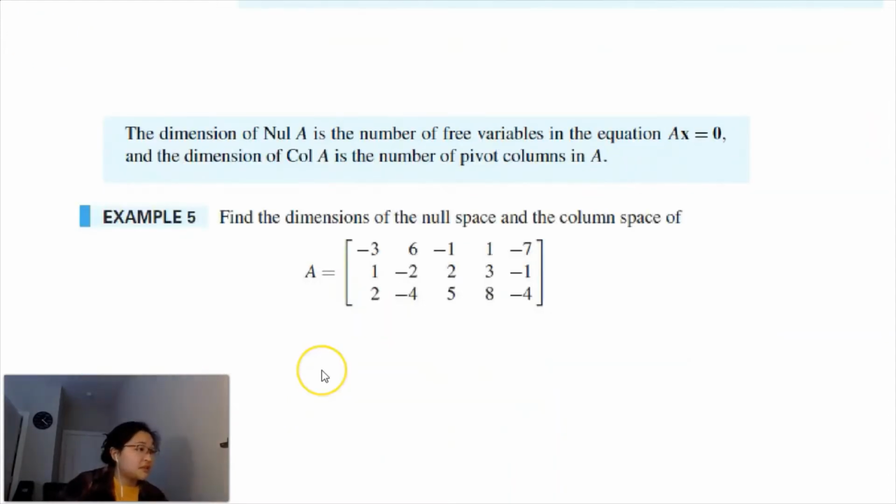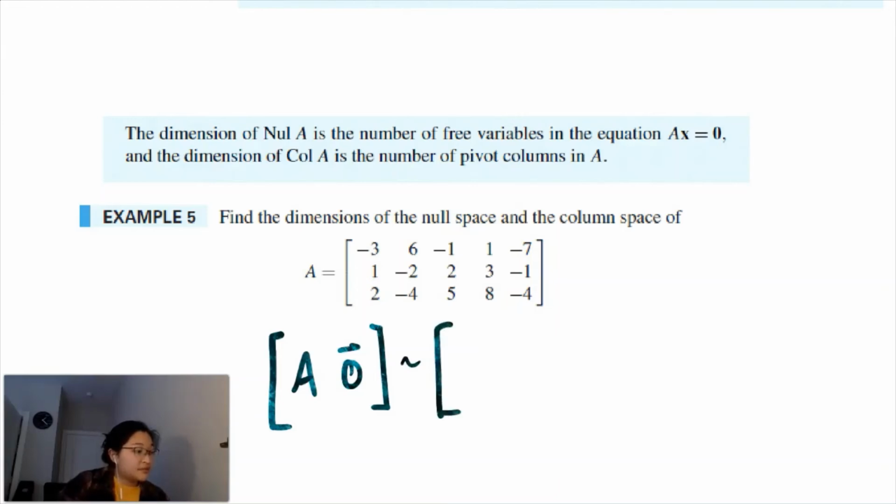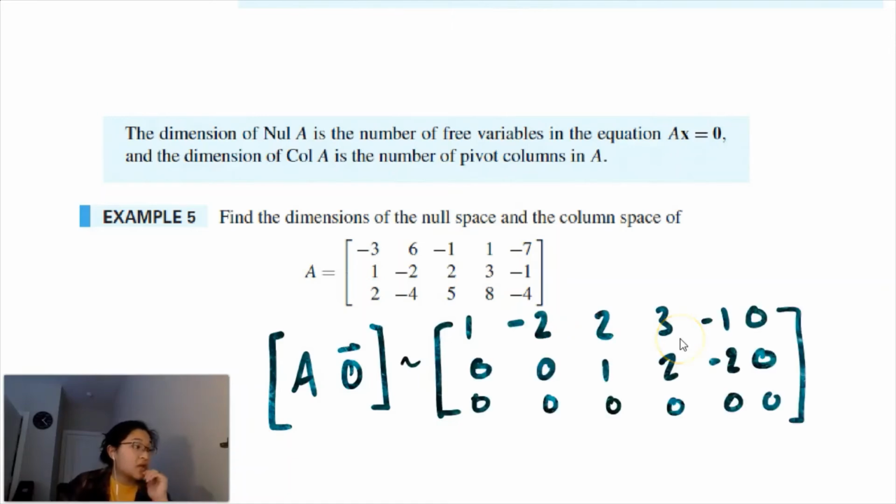Null space, what do we need to do? We need to have our augmented matrix A and our 0 vector. And so when we row reduce that, what are we going to end up with? I want to pause so I don't just bore you, but I'm going to write it down. Have our row-reduced version of our augmented matrix with A and our 0 vector in order to find our null space.